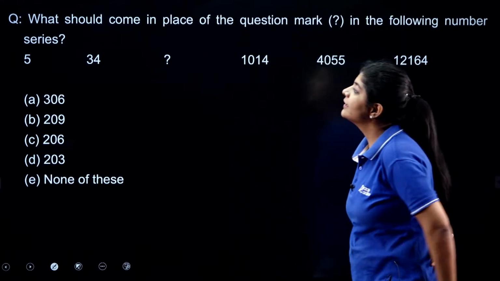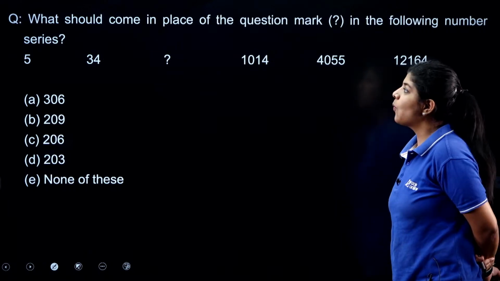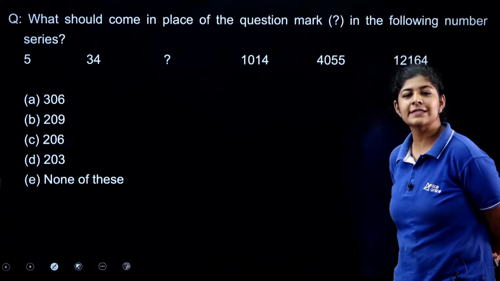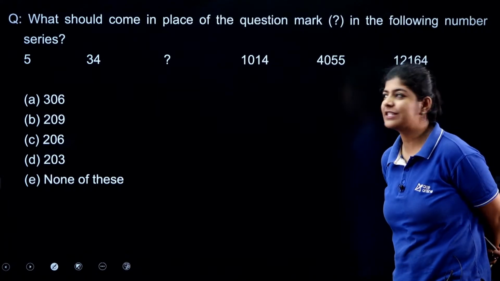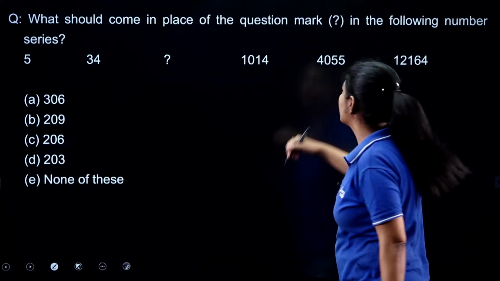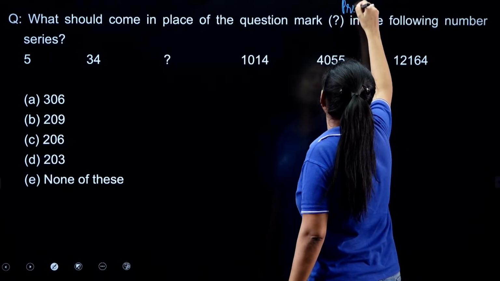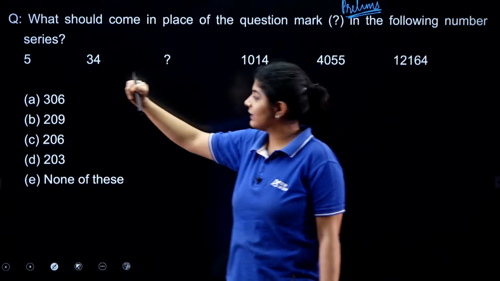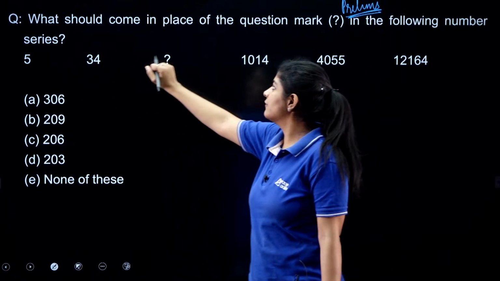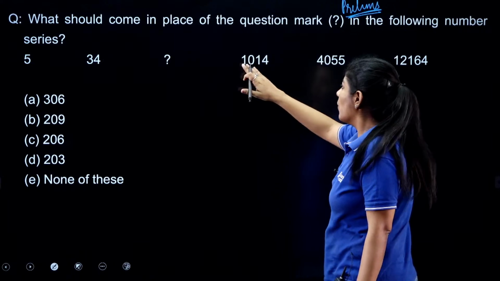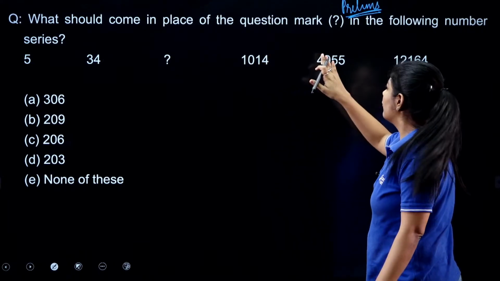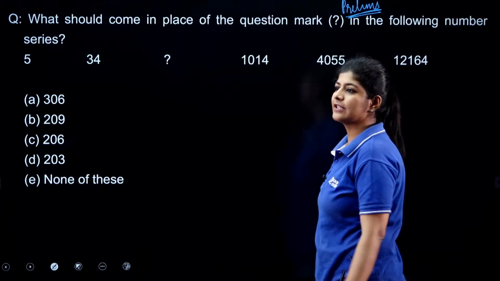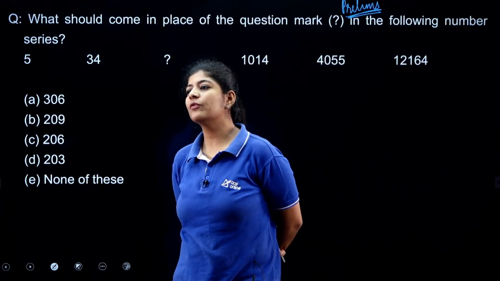Hello, Chandrasekhar. So the next question is, what should come in the place of the question mark in the following number series? Again, number series is a very easy one. All the number series questions are from the prelims exam, prelims paper. So here the numbers that we are having are 5, 34, question mark, 1014, 4055 and 12,164. So what pattern are we having over here?